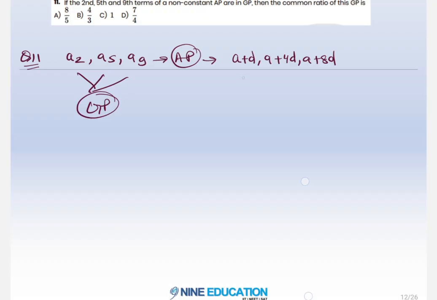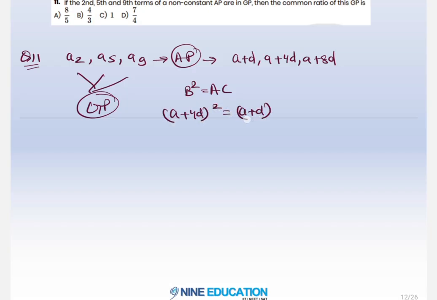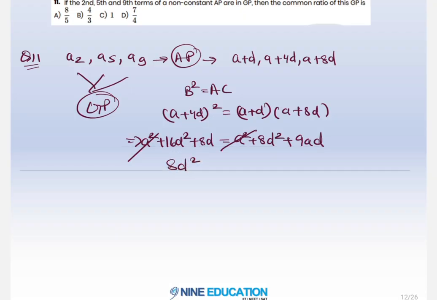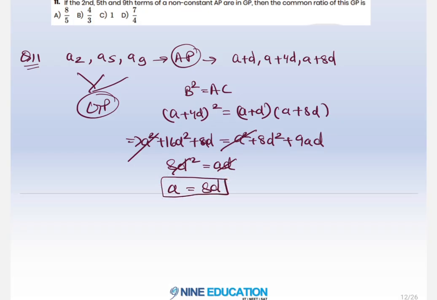And since they are in geometric progression, we know B square equals AC, right? So (A plus 4D) square should be equal to (A plus D) multiplied by (A plus 8D). This gives A square plus 16D square plus 8AD. After multiplication on the right we should get A square plus 8D square plus 9AD. A square cancels, so what we are getting is 16D square plus 8AD equals 8D square plus 9AD. Now D we can cancel out because it's a non-constant AP, so D cannot be 0. A equals 8D. This is what we are getting.